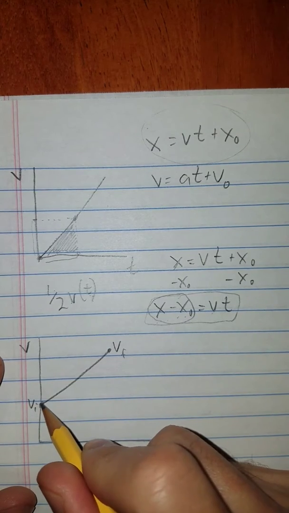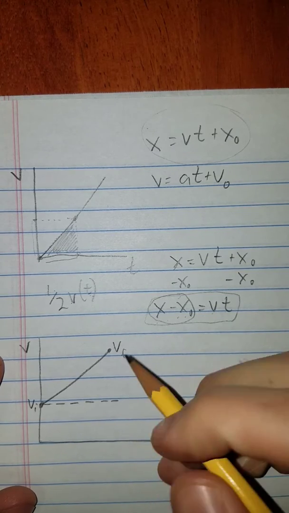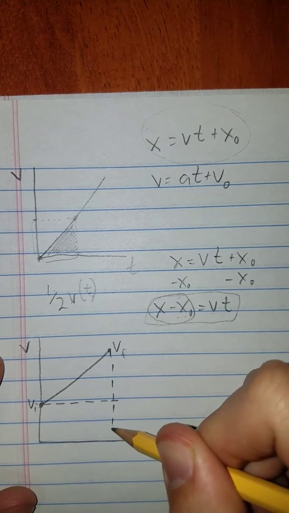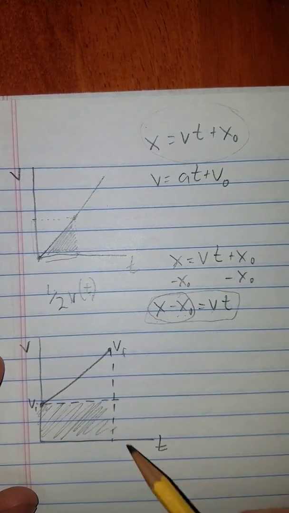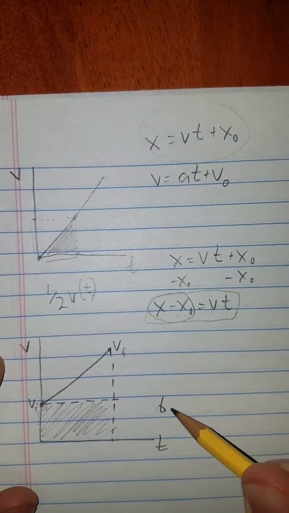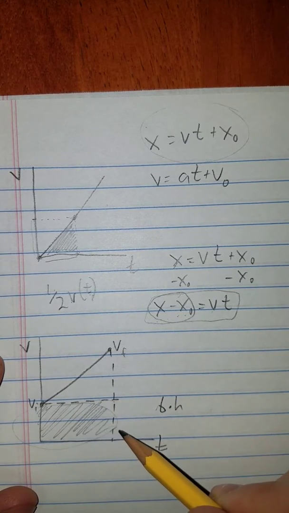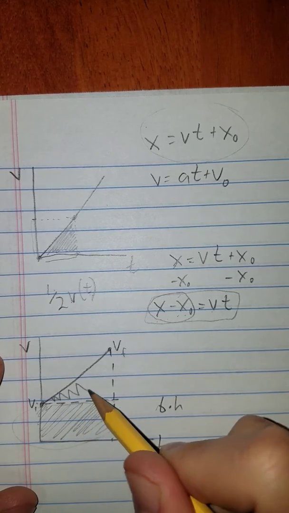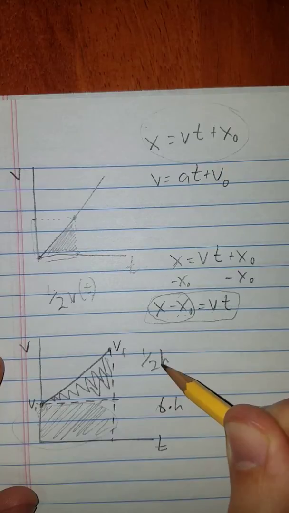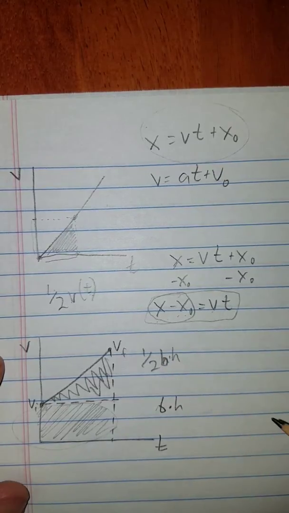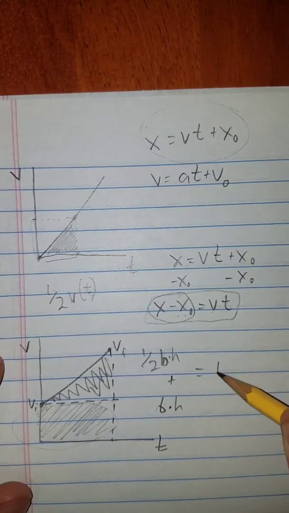So we said, okay, what if we cut this graph into pieces? I know how to find the area of a rectangle. That's easy, that's base times height. That's going to be the area of this region here. And I can find the area of a triangle, that's 1/2 base times height. And we add those two up, and we get total area.